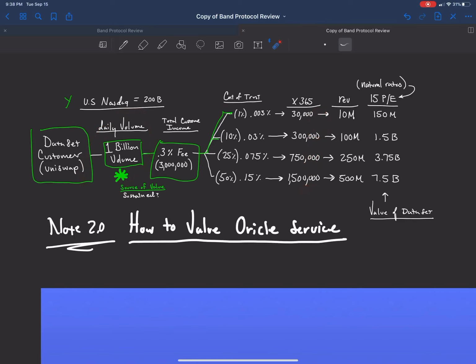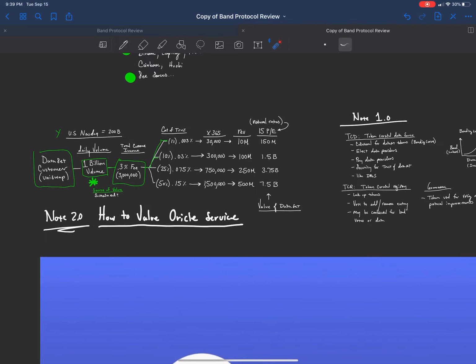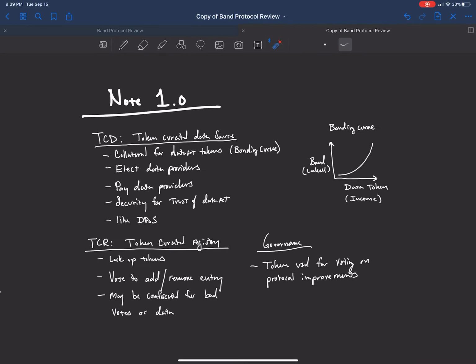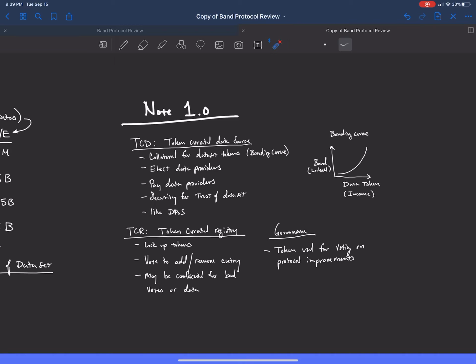So oracles really get most of their value from volume crossing, and then that volume ends up paying for the services provided by the cost of the trust that the oracle provides. So worst case scenario, 1% of Uniswap's fees end up going to its oracle, and that would equal a $150 million market cap for that data pool.